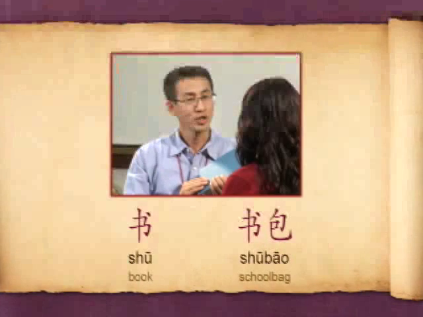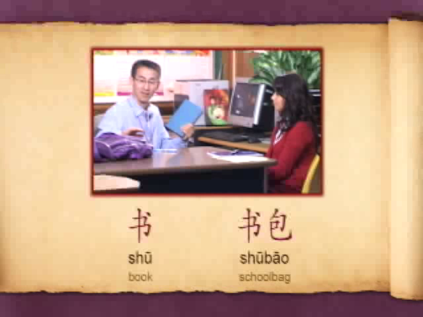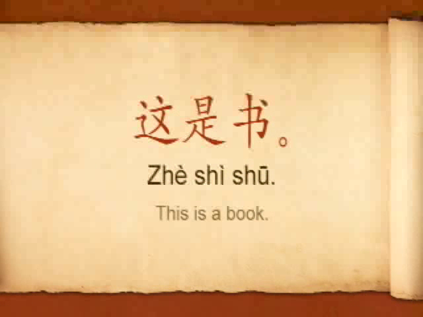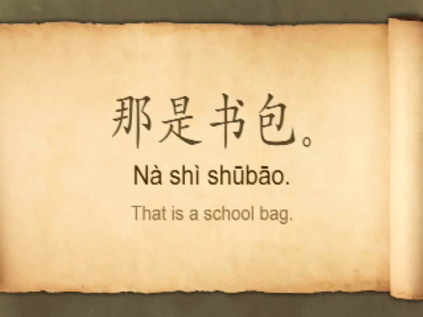The items the student identified were a book, 书, and a school bag, 书包. She said, 这是书, this is a book, and 那是书包, that is a school bag. Let's study today's vocabulary. Use your video class worksheet for this lesson. Fill in the initials and tone marks of the words as you go along.